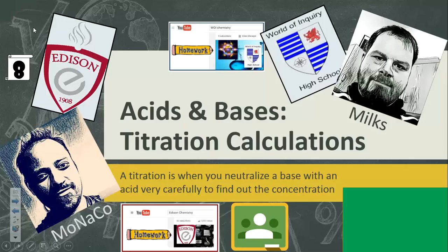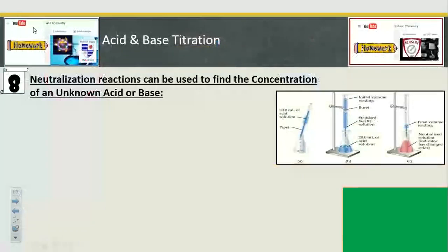And the answer is yes, but we just have to know the concentration of the stuff we're using to kill it. So if we don't know the concentration of acid, but we do know the concentration of base, if we use the right amounts of these things, we can neutralize the reaction and figure out how concentrated the unknown was. So here is the basics.